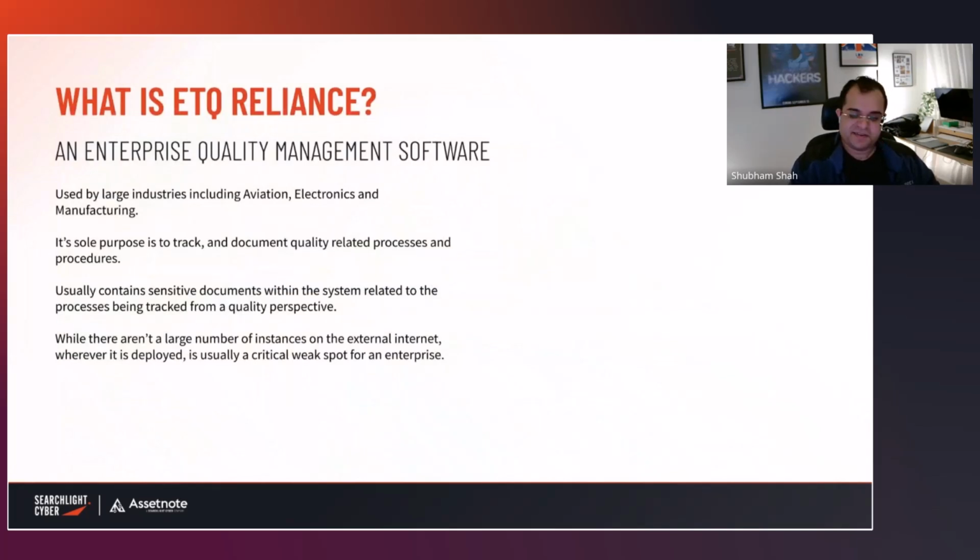Like all the other software, I wanted to give you a bit of context. What is ETQ Reliance? It is enterprise quality management software. It's used by some pretty large industries, including aviation, electronics, and manufacturing. Its sole purpose is to track and document quality-related processes and procedures. It usually contains sensitive documents within the system because they're related to all sorts of internal processes and procedures that are sensitive in nature. And while there aren't a very large number of these instances on the internet, it's a really critical weak spot for an enterprise for having this product exposed, given the vulnerabilities that we discovered.